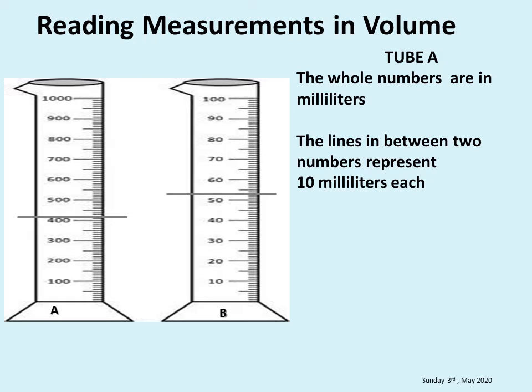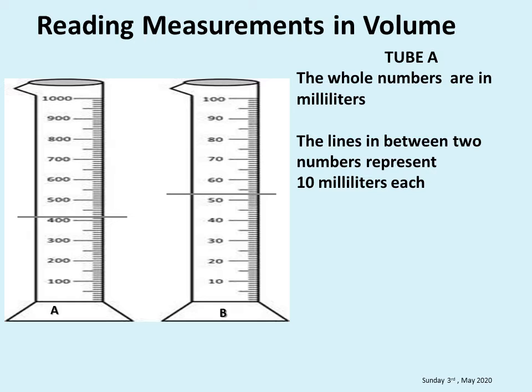And what is 1000 milliliters? It's the same thing as 1 liter. 1000 milliliters is the same thing as 1 liter. So if this first tube is filled to capacity, if it is full to the brim, to where you have 1000, we can say what we have in this first tube is 1 liter. Okay? Or we say it is 1000 milliliters.